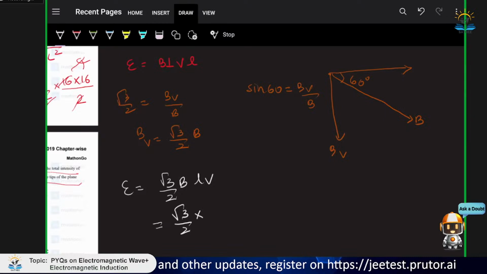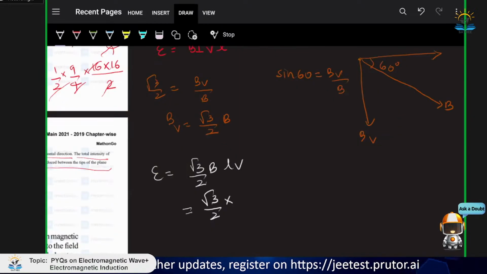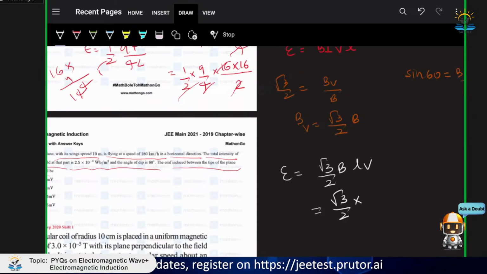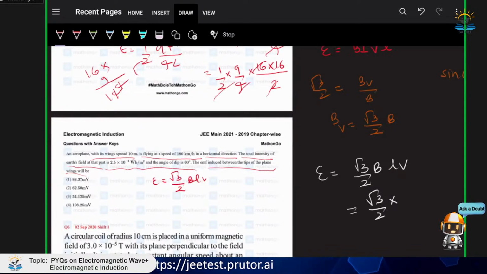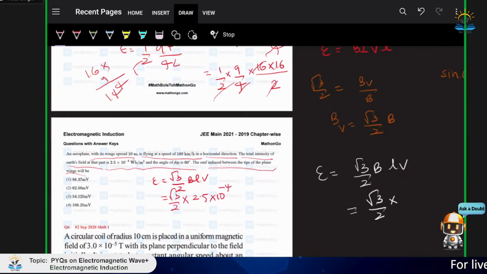2.5 into 10 raised to minus 4. Now we can just solve it here. What did we get? Induced EMF equals root 3 by 2 B L V. Root 3 by 2 B is 2.5 into 10 raised to minus 4, into length L, which is given as how much?